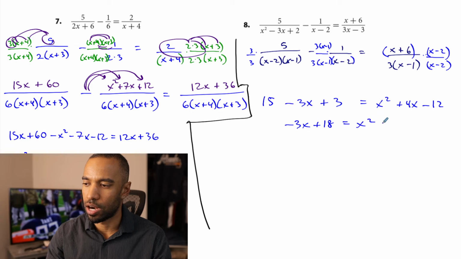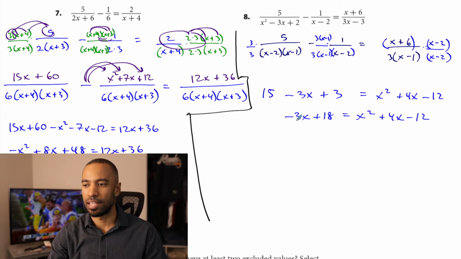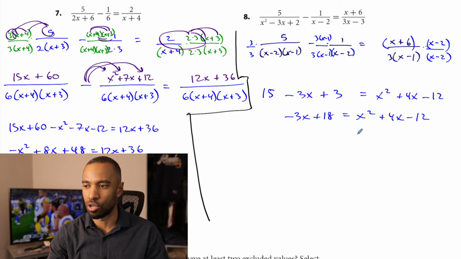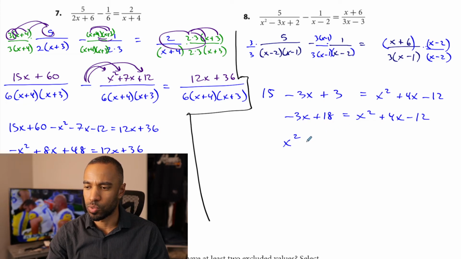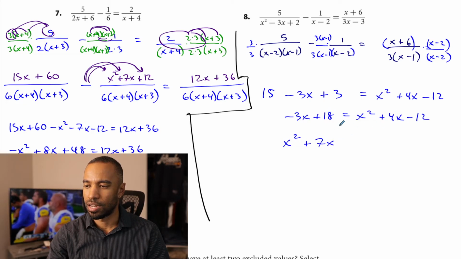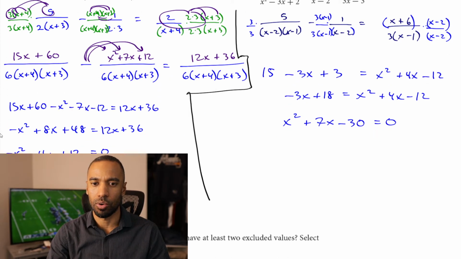Equals, so x squared plus 4x minus 12. Okay, this time I'm going to keep my x squared term positive. Let's add the 3x over. Let's subtract the 18 over. I'm going to write them on this side though. X squared, 4x plus 3x is 7x, and minus 18, negative 12 minus 18 is negative 30. All right, so that equals 0. So let's go ahead and factor that down.